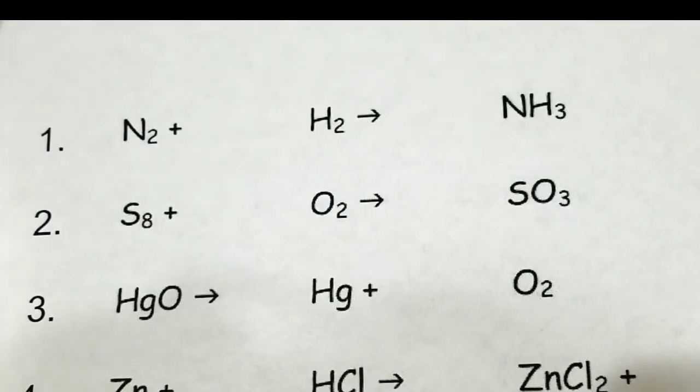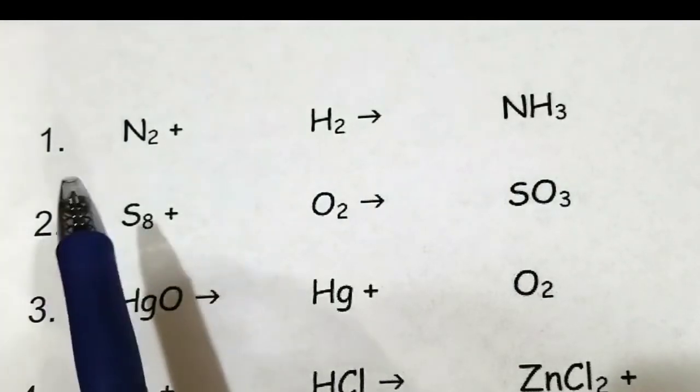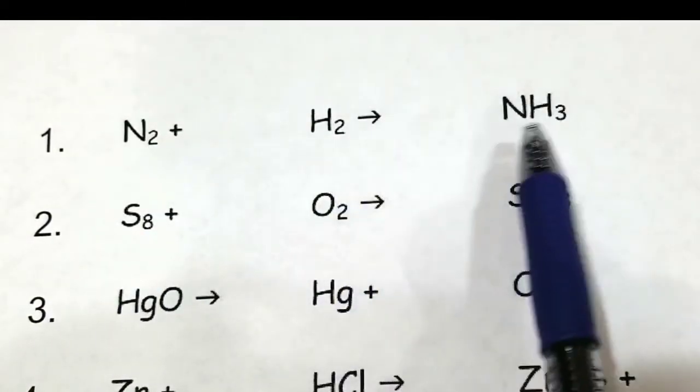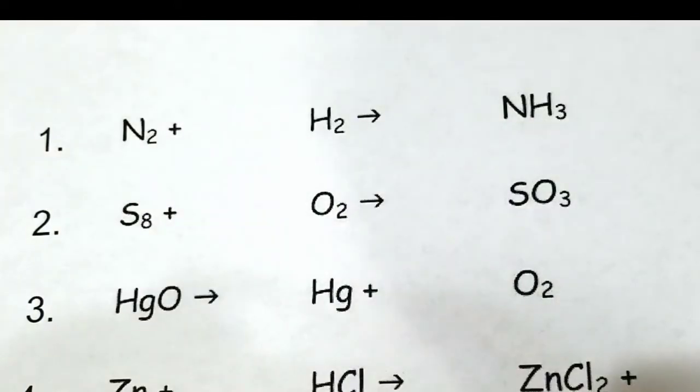So again, going back to our fruit basket, let's say for example, we have N2 here plus H2, and it comes out to be NH3. So continue with our fruit basket. Let's pretend we went to the store to buy a variety of fruits. And let's say this one is our apples.